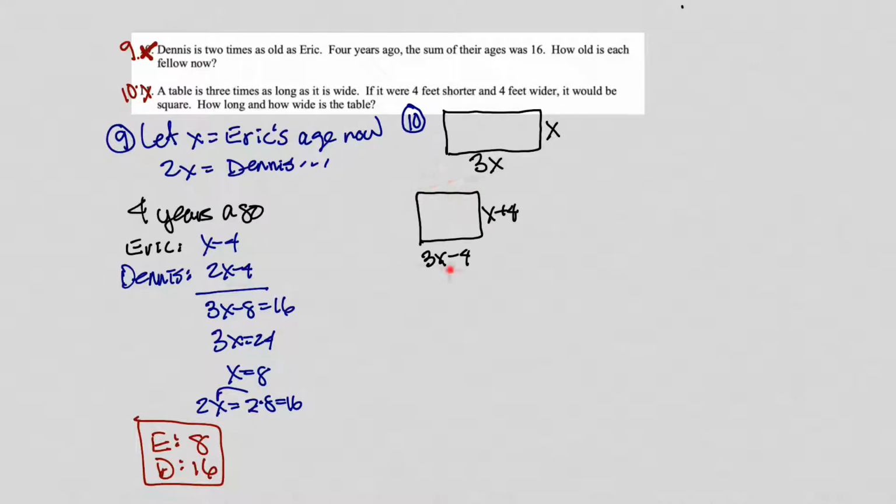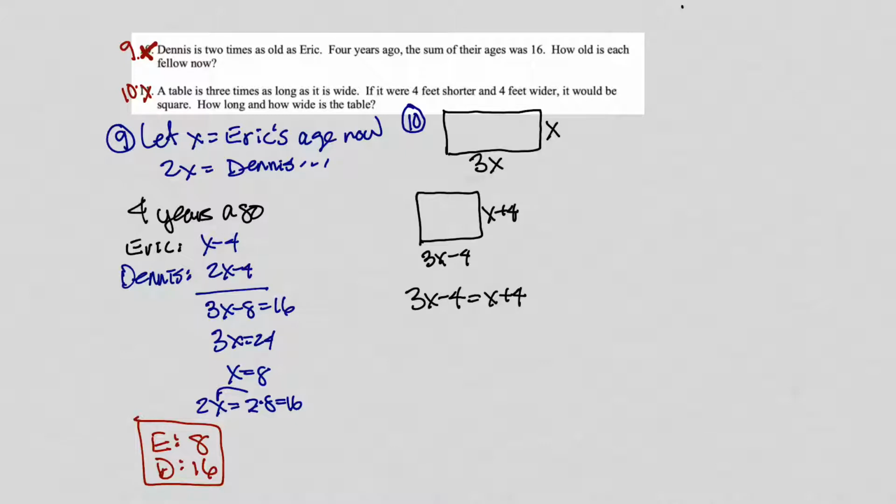So this is a square. Now we do know something about squares. Each side has equal length. So this side must be the same as this side in length. So let's set these two equal. So we will get that 3X minus 4 is the same as X plus 4, right? Does that make sense? It's a square, so the length of this side is the same as the length of this side, so this must be equal to that.